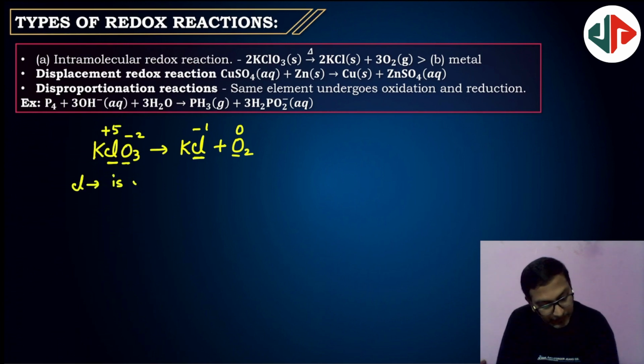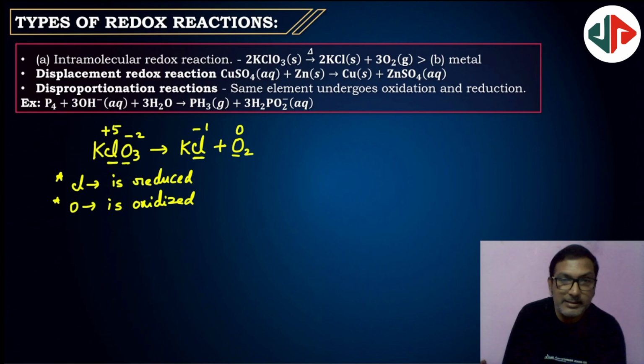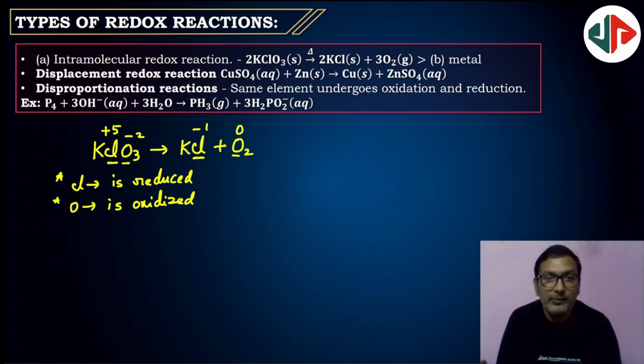Cl is reduced and O is oxidized. That means within the same compound, one element is oxidized and the other element is reduced. Therefore, it is intramolecular, a redox within the same molecule. A redox reaction means a reaction in which both oxidation and reduction take place simultaneously.